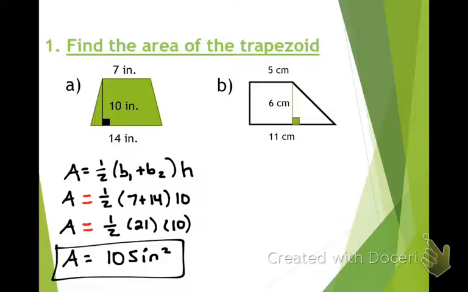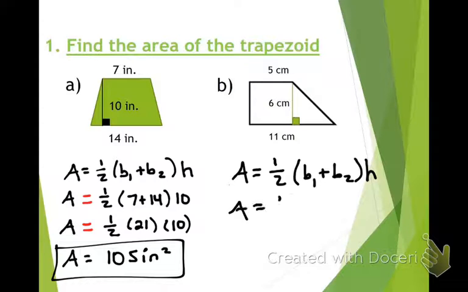Okay, problem B is exactly the same. So I want you to go ahead and start off with your formula and do problem B on your own. All right, as I just walked around, I saw a lot of great answers. So we know area equals 1/2 times the base, the first base, plus the second base, times the height.